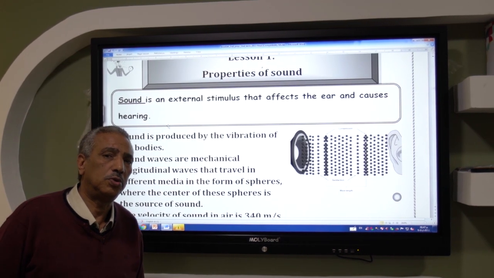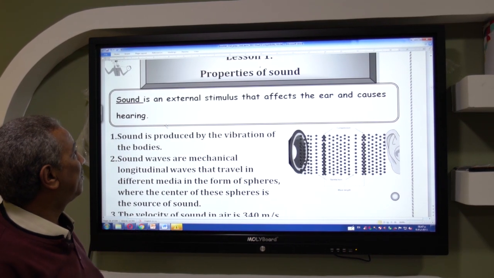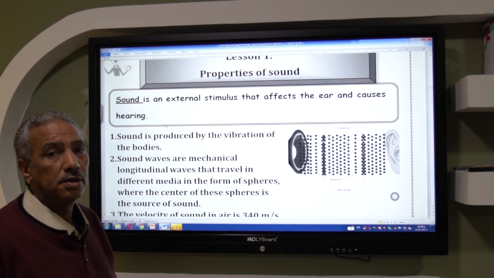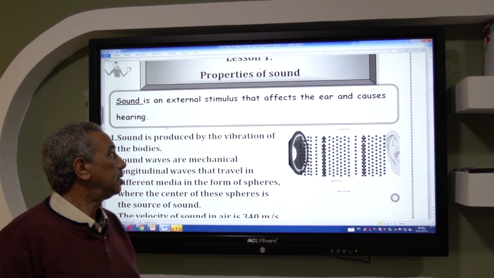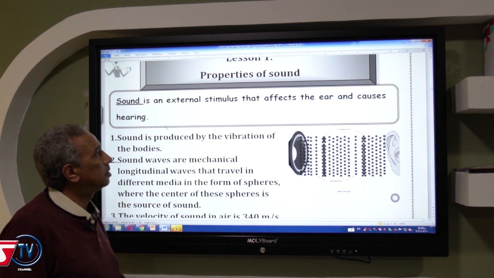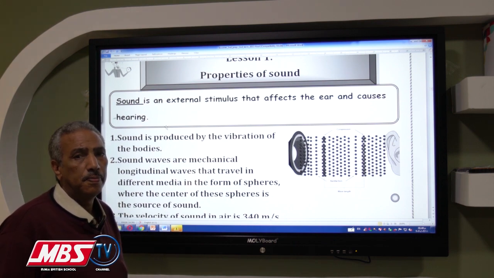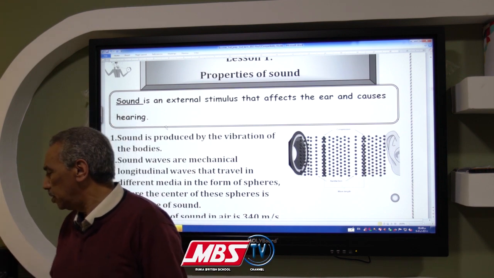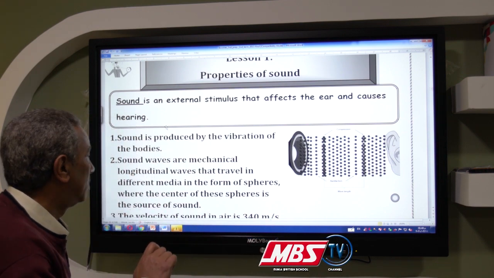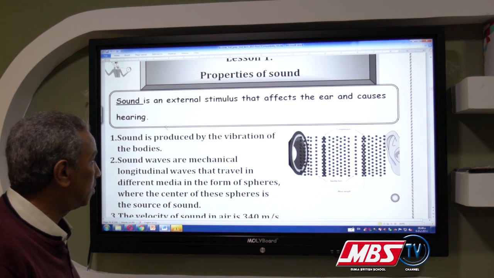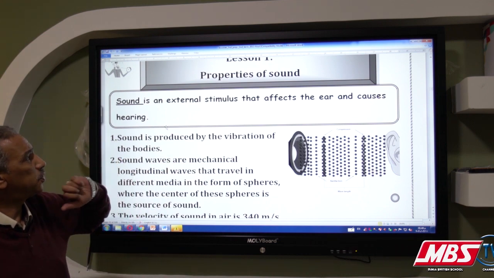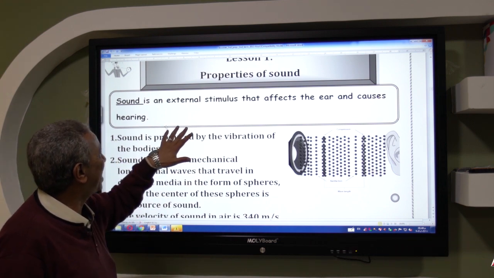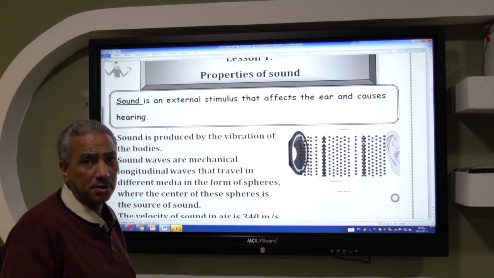Now we are going to explain the first lesson in the second unit. Lesson 1 is talking about the properties of sound. We are going to study 3 properties of the sound. The first property: first we have to know the meaning of sound.